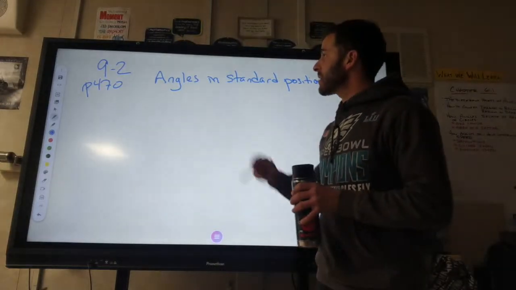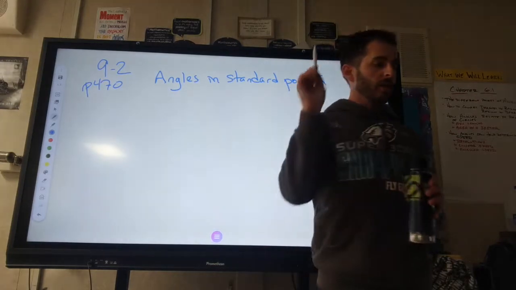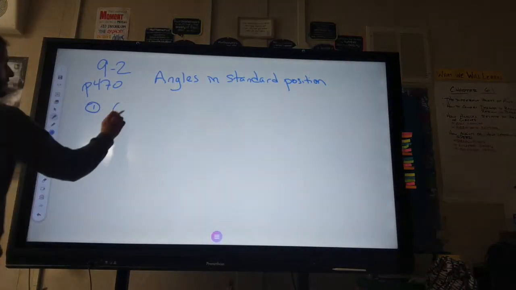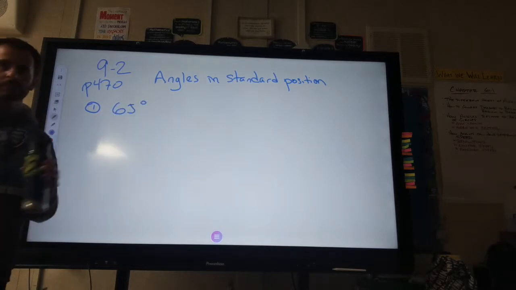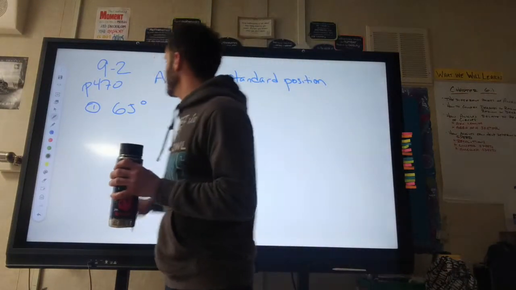All right. Welcome to 9-2, part 1, page 470, angles in standard position. So copy down number 1. We need to draw 65 degrees. So you need to first draw your XY plane.